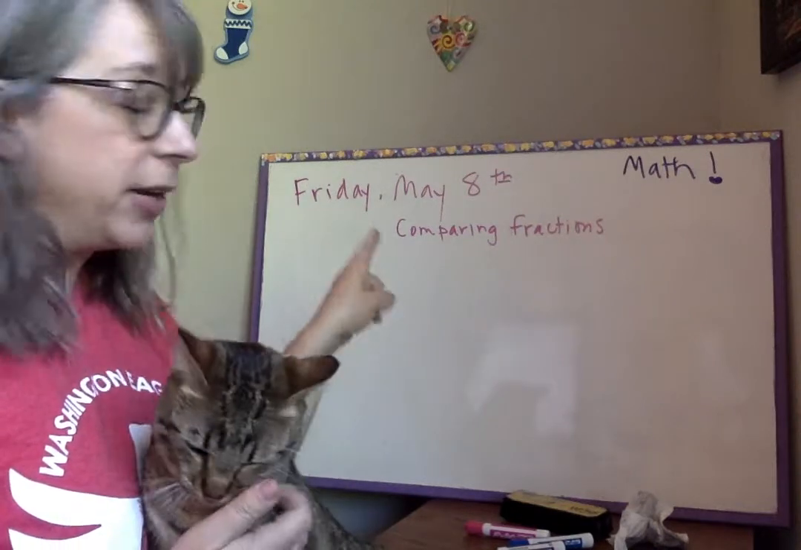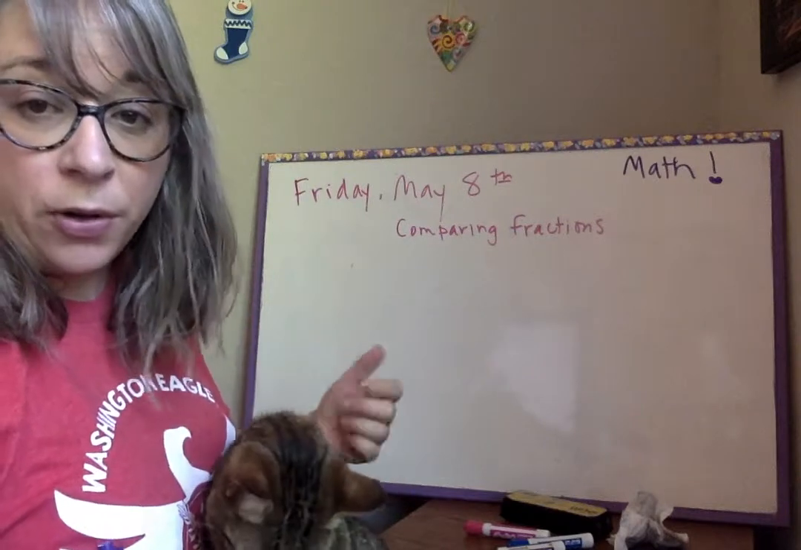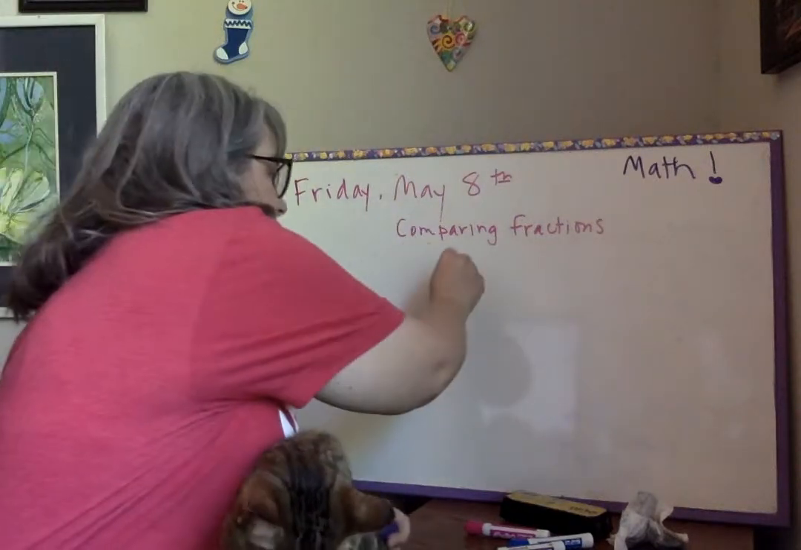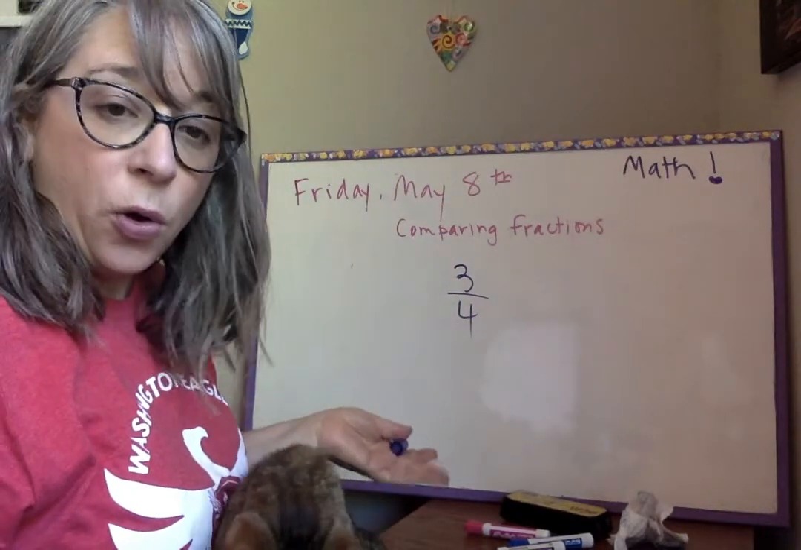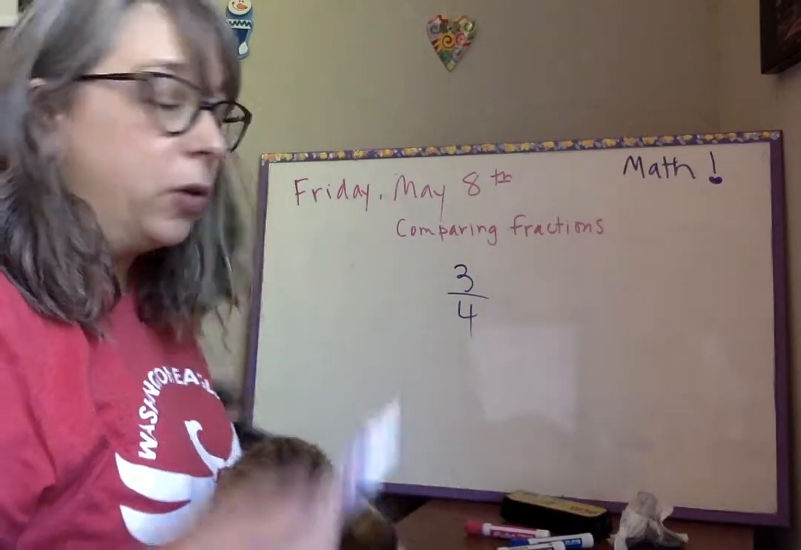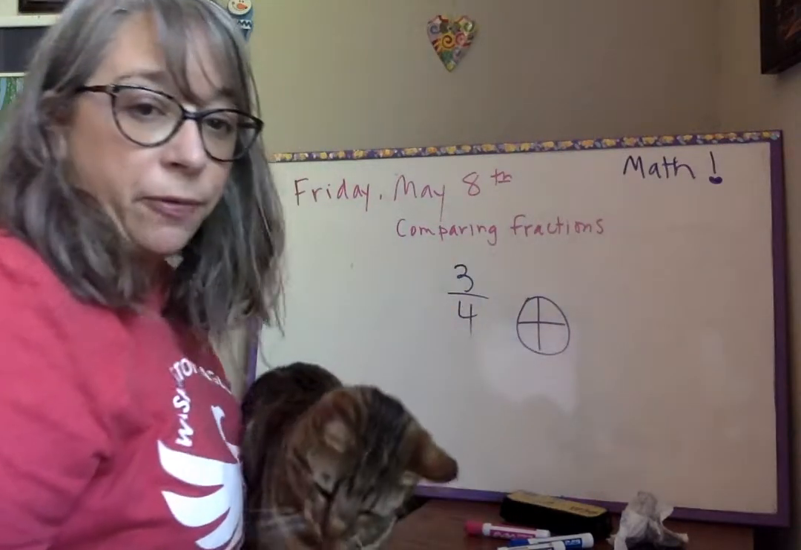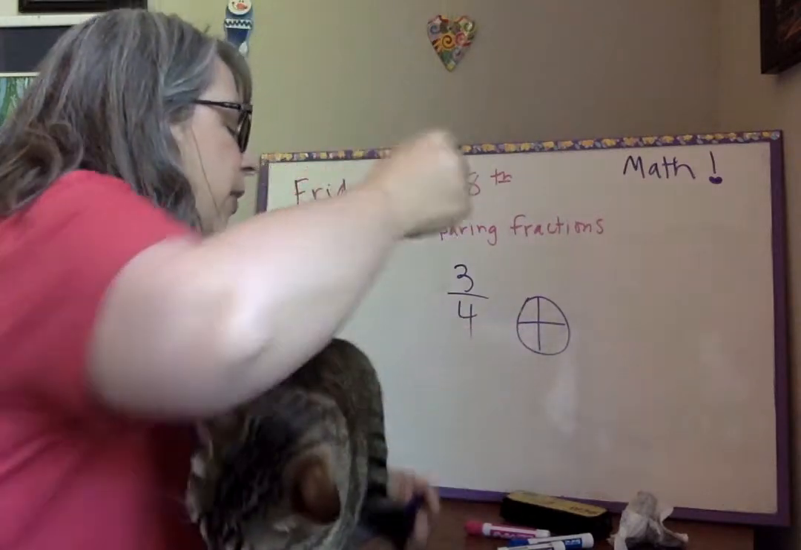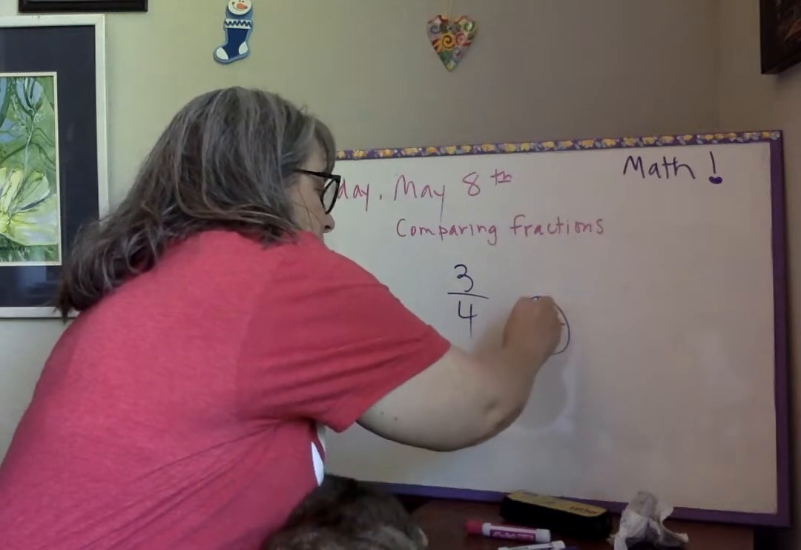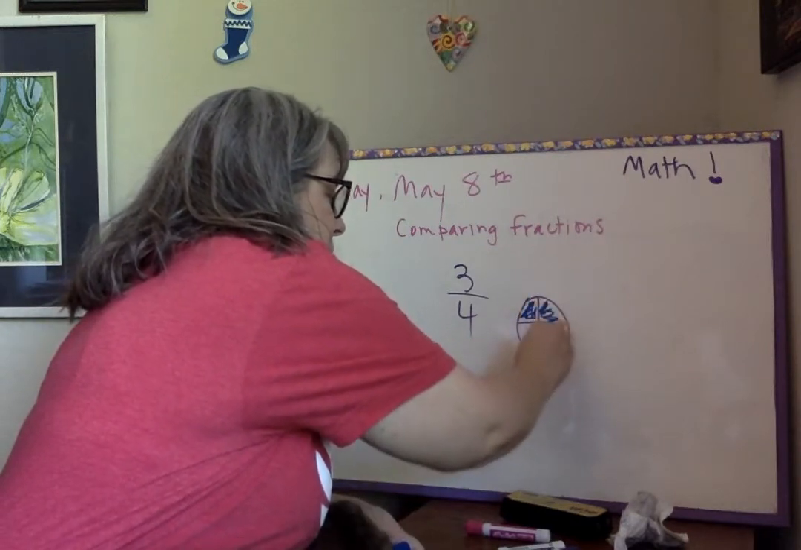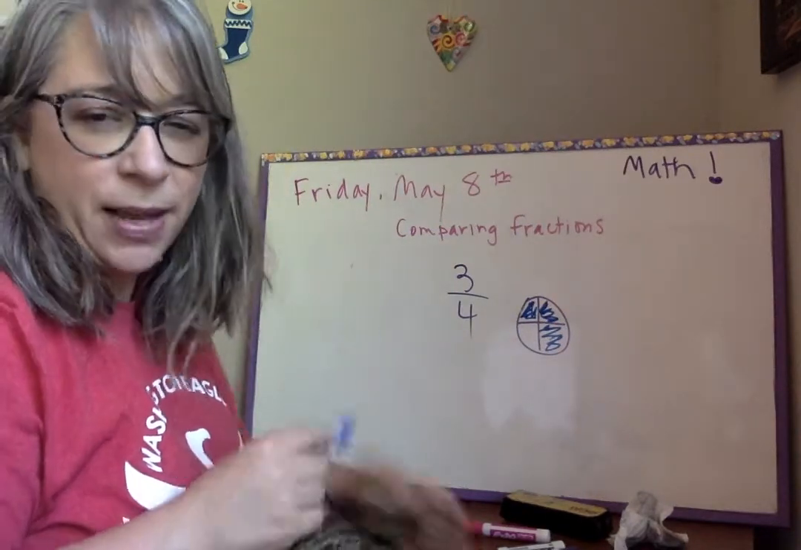We are comparing fractions, and so remember, fractions are part of a whole. So you have your numerator and you have your denominator, and your denominator is the whole, and your numerator is the parts of the whole. So, for example, here is our whole. Our whole would be 4. 1, 2, 3, 4. And if we were to show this as 3/4, there's 1, 2, 3. Of course, all these parts would be equal, but I'm just showing you.